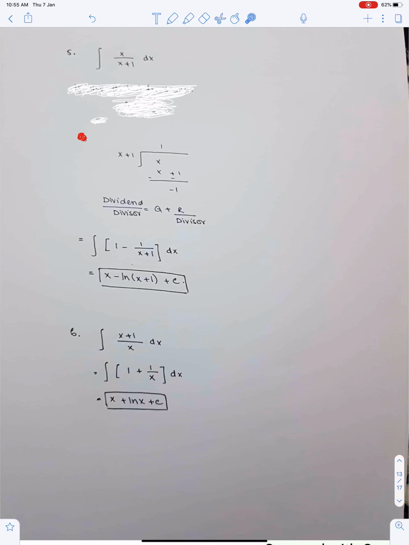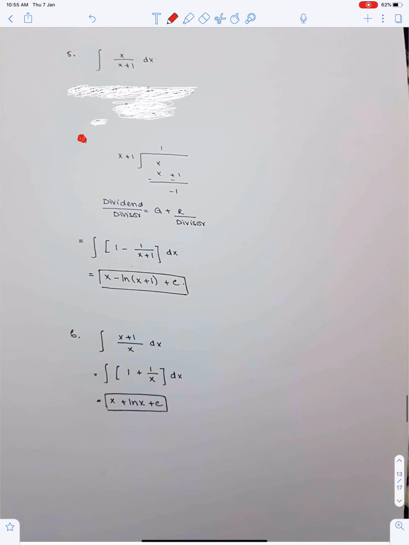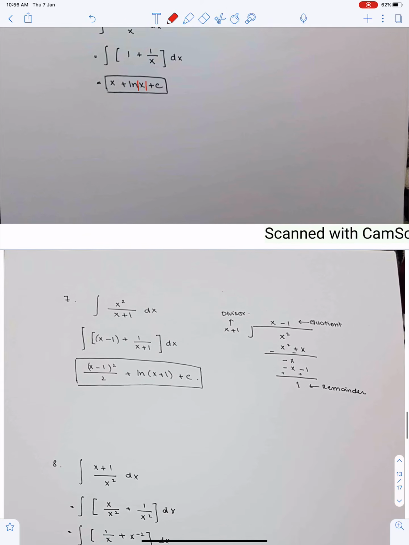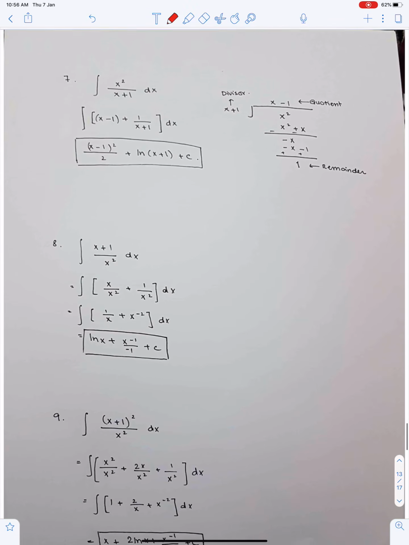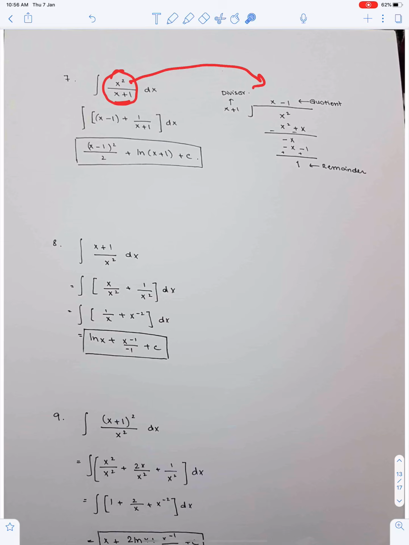This is also an improper fraction, but here we can break the LCM. So by breaking the LCM, we have this, and we can easily integrate this. And make sure you use modulus with ln. Again, we have an improper fraction. An improper fraction with one factor in the denominator, go for the long division and then use the remainder theorem to split this fraction into partial fractions, and then you can easily integrate this.